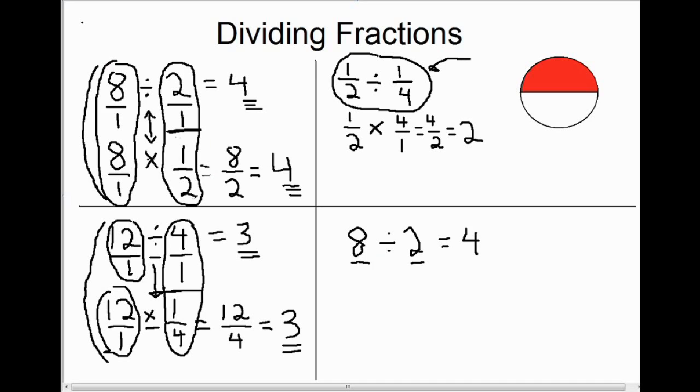Well, what you can see on the board is I've drawn a half, and if we ask how many quarters are in that half, I have to split that half into quarters. And if I split that half into quarters, or if I split the whole pizza into quarters and see how much is in that half, you can see that I've got 2 quarters in a half. So the answer to this question is 2. So what we can see here is that by changing to multiplication and flipping the second fraction, we end up with the correct answer.